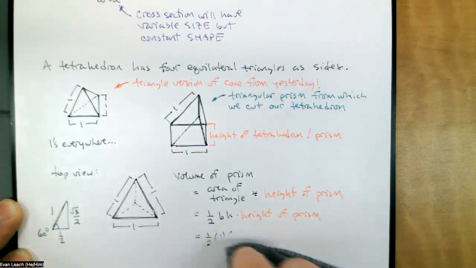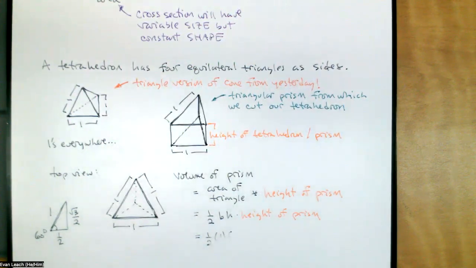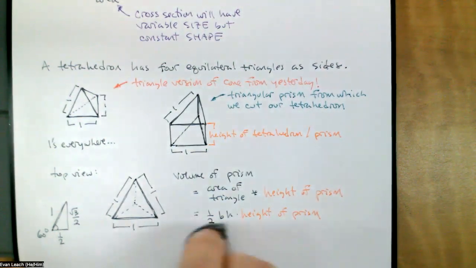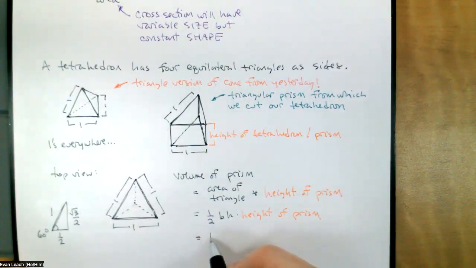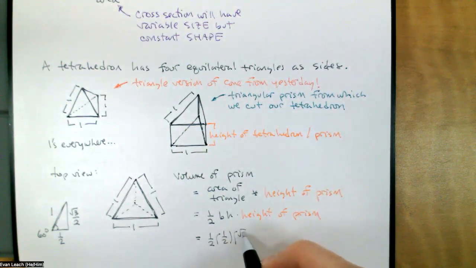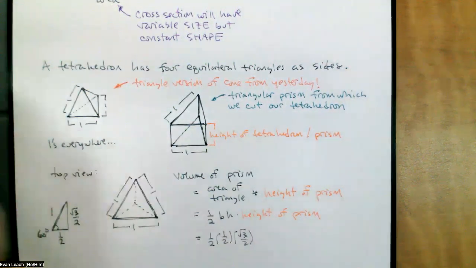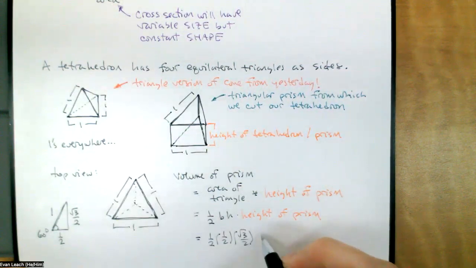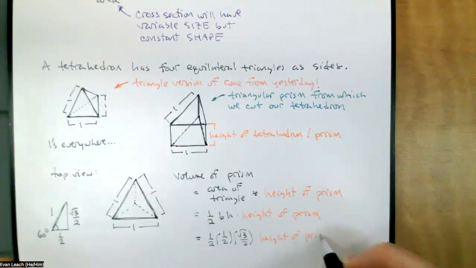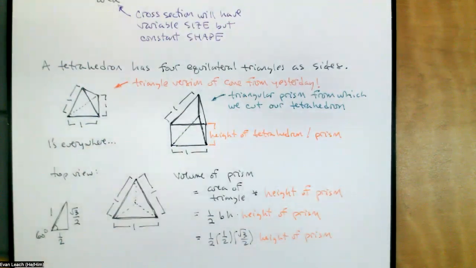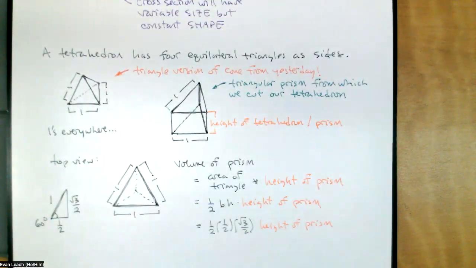Our base is going to be... I wrote 1s everywhere, and I was going to have them be 2s, so I wouldn't have this fraction, but fractions it is. We'll have 1/2 times the base of 1/2 times the height of root 3 over 2, and then this is multiplied by the height of the prism. And so this will be the volume of the prism.